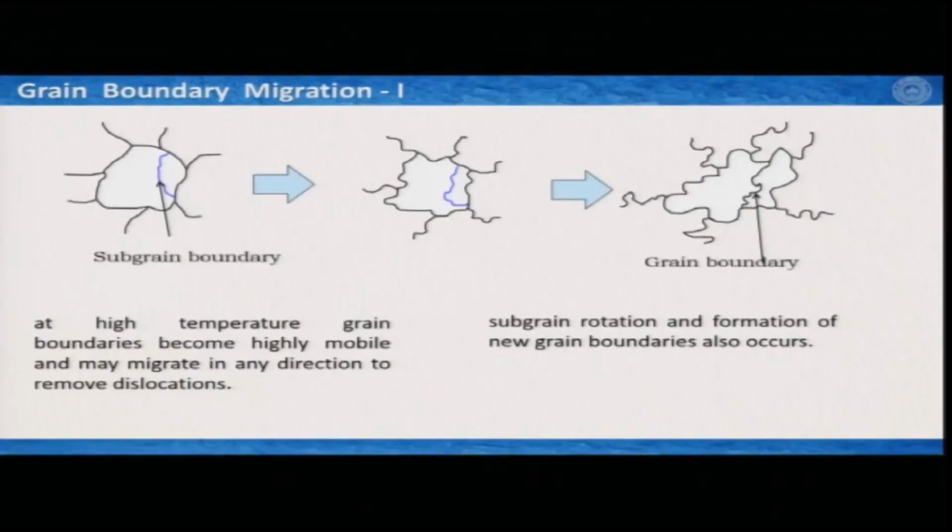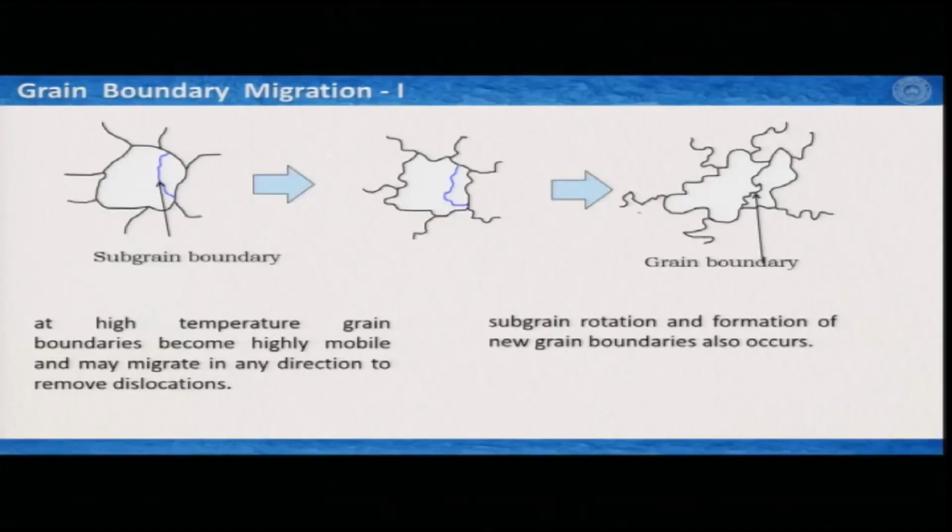Now, the final one is grain boundary migration. In grain boundary migration, the temperature is very high. So, this is one of the essential parameters. The temperature is so high that the grain boundaries become very much mobile. So, you have a subgrain boundary, it can flow in any direction, and therefore, you produce grain boundaries like this, of amoeboidal shape, or the grain boundary is known as serrated grain boundary.